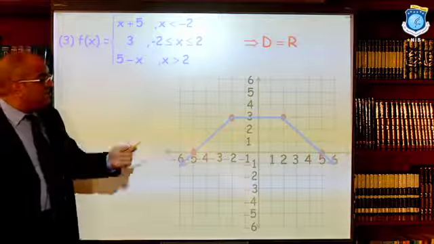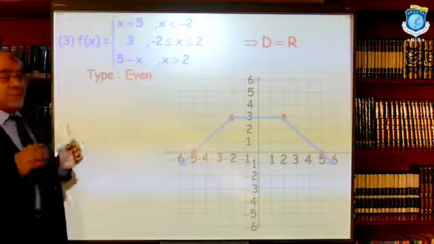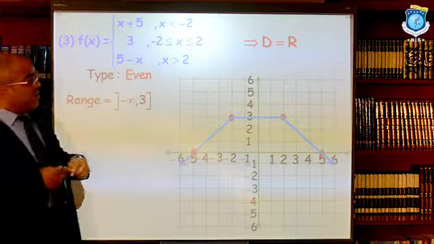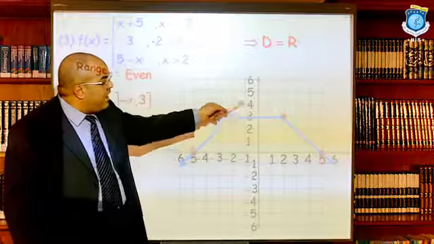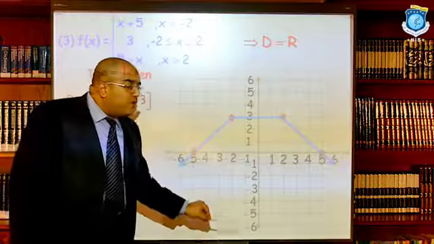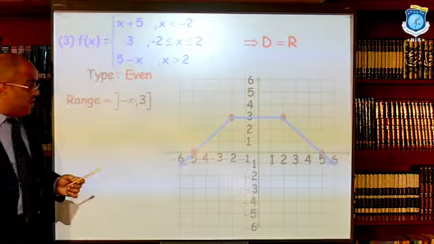As we see, this function is symmetric about the y-axis, so the function is even. Now, let's discuss the range. The maximum point of this function is 3 on the y-axis, and it extends downward, so the range will be from negative infinity up to 3.